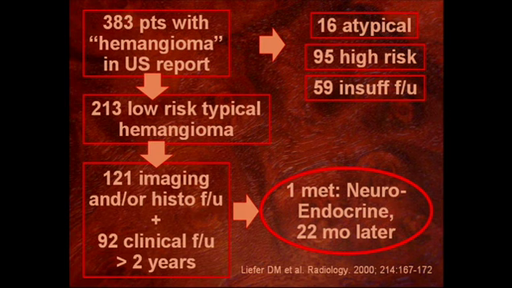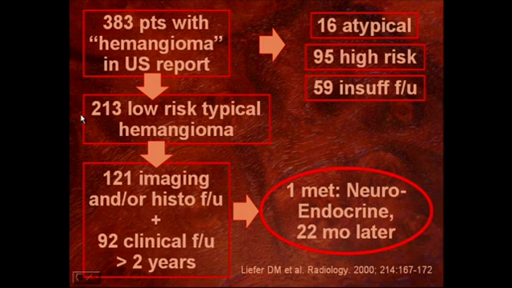So, how do you deal with hemangiomas? Well, one of my former fellows did a study that was published in Radiology in 2000, where he looked at 383 patients that had the word hemangioma in the ultrasound report. And of those, he eliminated 16 that on review were atypical, 95 that occurred in patients who were high risk for malignancy, and 59 who had insufficient follow-up.